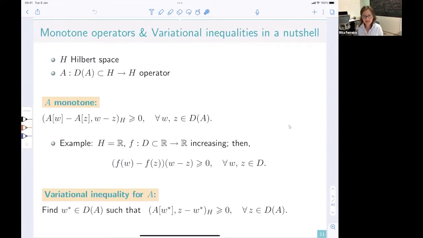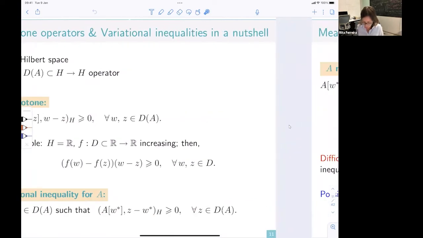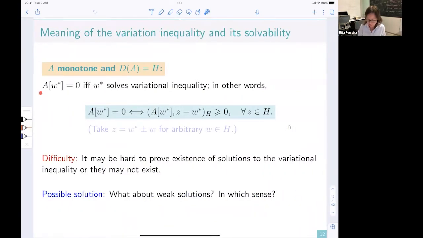And then people in this business of operators and monotone operators introduced what they call the strong variational inequality. This is the problem of finding a certain W star in the domain of A that satisfies this inequality. So the inner product of A evaluated at W star with Z minus W star, where Z is an arbitrary element in the domain, has to be non-negative. Now, what does it mean to solve this strong variational inequality? Actually, this is nothing but solving this identity. So we are looking for the kernel of A.